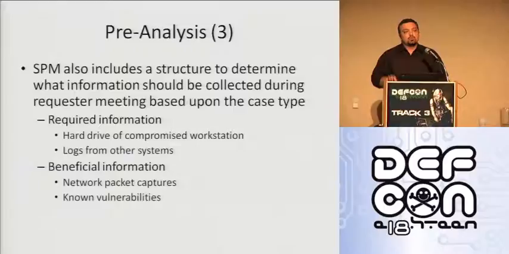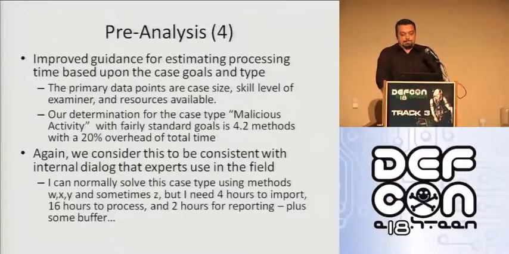And then we also need to have a process to give us a time for each goal: how do we determine the time that's going to be needed to process that goal or to deliver that information. And then this is where we find out the required information and also what's beneficial, right? We must have the image of the system to process the case, right? But it would also be very useful for us to get the logs from the firewall or from the other machines on the network.